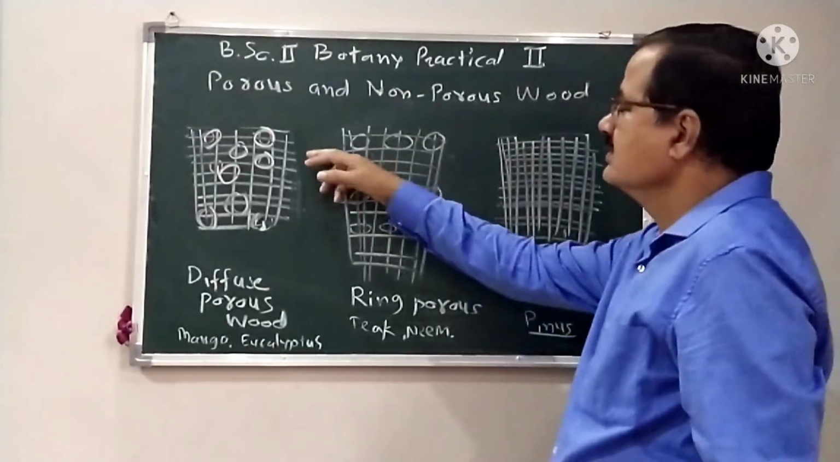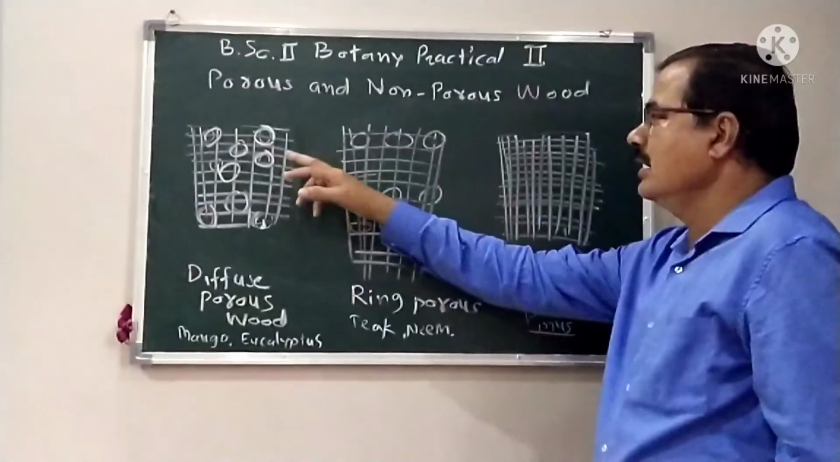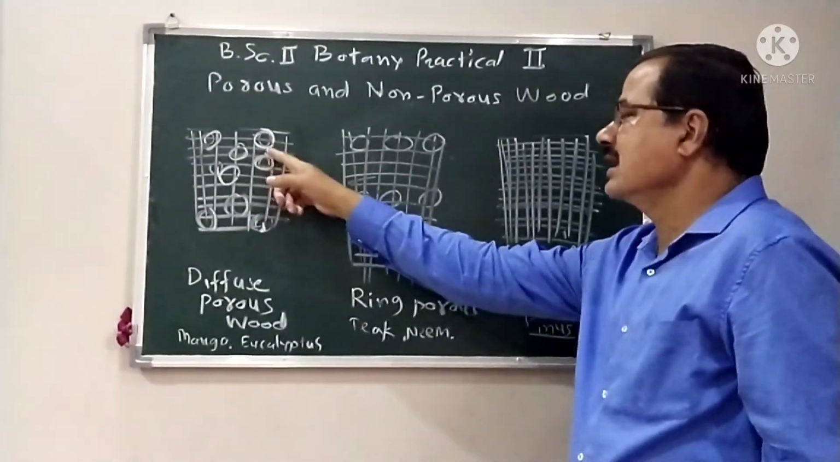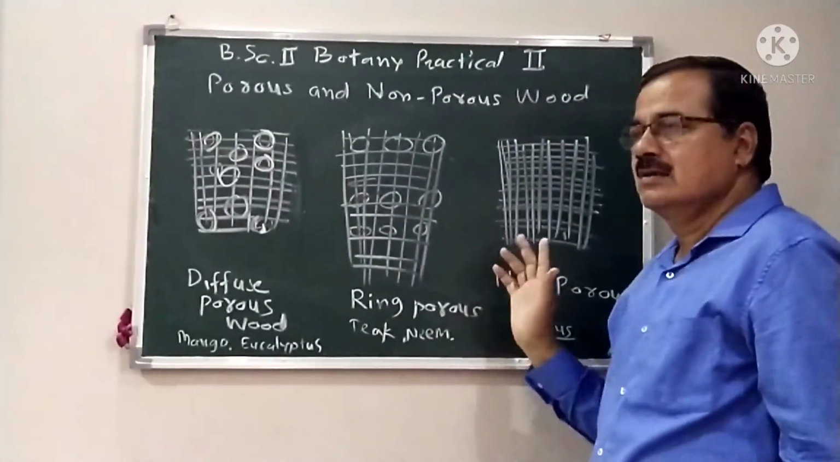Means in these slides we should write the secondary growth, and after secondary growth, the xylem vessels and their structure, whether they are scattered or in a ring, on the basis of which the permanent slides are studied.